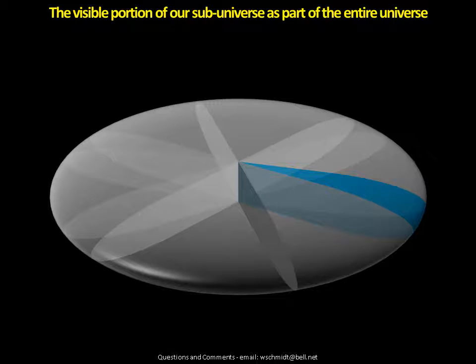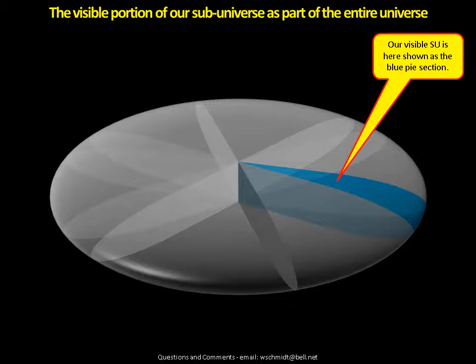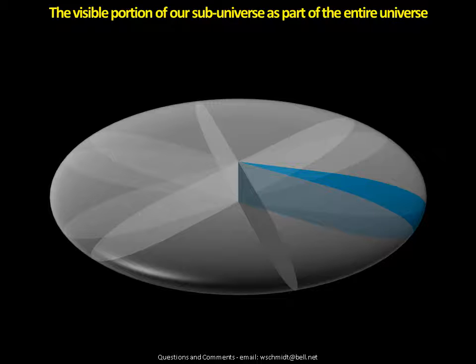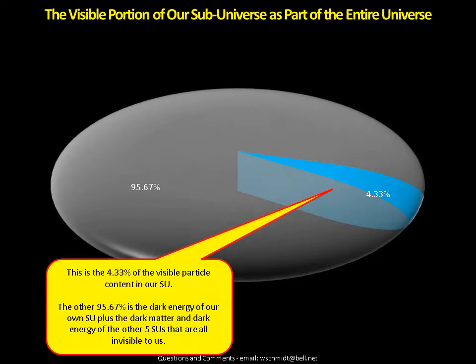The visible portion of our subuniverse, as part of the entire universe. Our visible subuniverse is here shown as a blue pie section. This is the 4.33% of the visible particle content in our subuniverse. The other 95.67% is the dark energy of our own subuniverse plus the dark matter and dark energy of the other 5 subuniverses, that are all invisible to us.